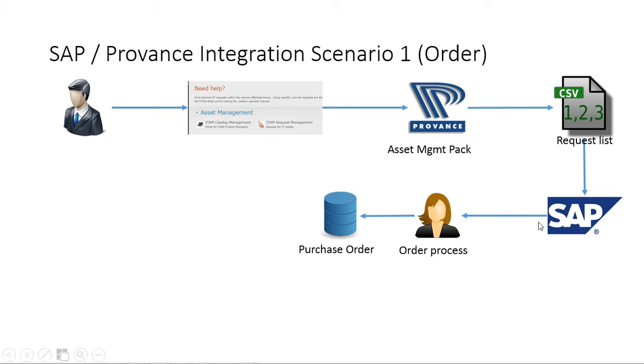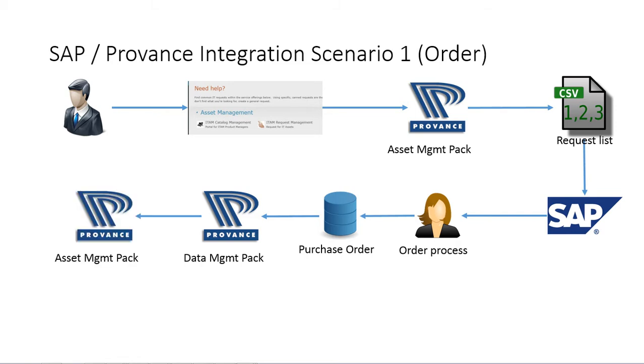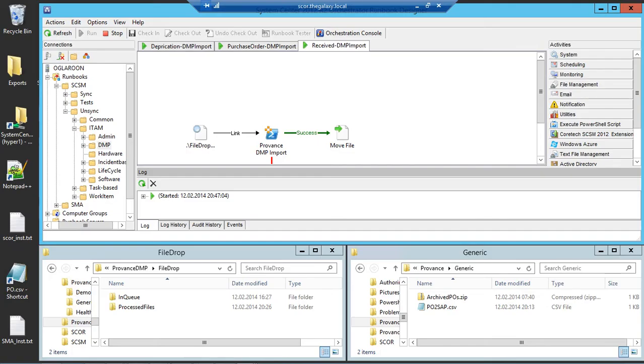I don't know if the SAP guys want that, but it's technically possible. Then the order is processed by a person in the system, and the purchase order is stored in SAP. We get that with Data Management Pack and pump this data to Asset Management Pack, which is done again with CSV files, but you can do it as well with SQL or LDAP. Okay, so let's jump into this first demo.